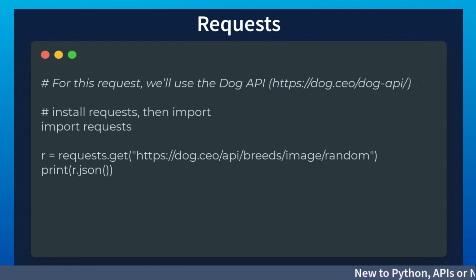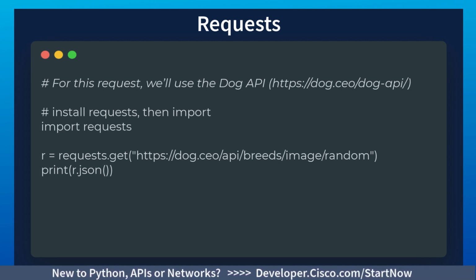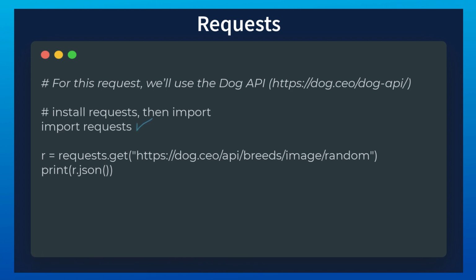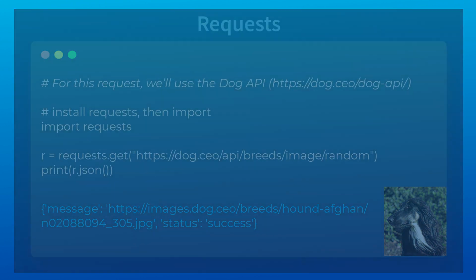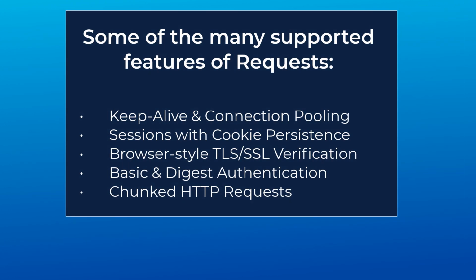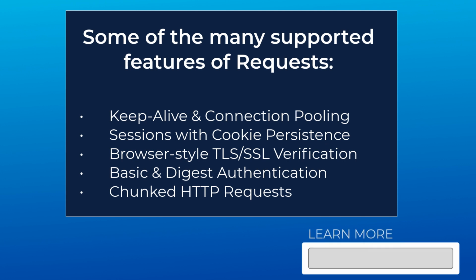Throughout this video, I'll be using pip, although you may need to use pip3, easy_install, or your OS package manager. Then, we import requests and build our request like so, using the JSON function this module provides to present the results in that format. Success! Behold some of the many supported features of requests. Learn more at pypi.org.